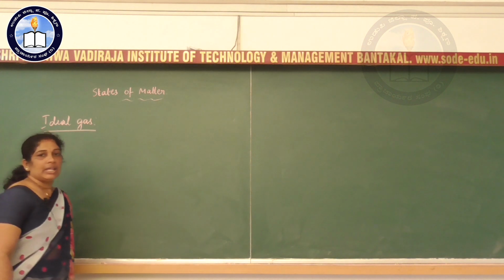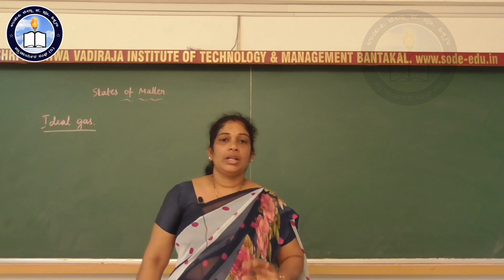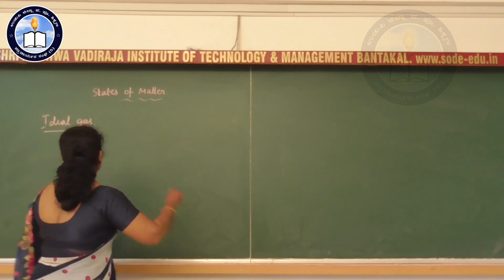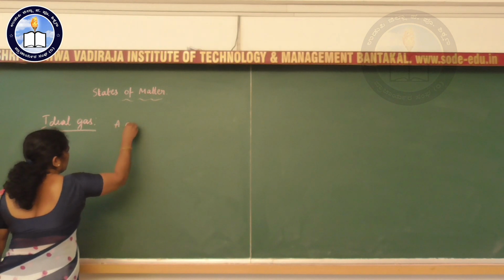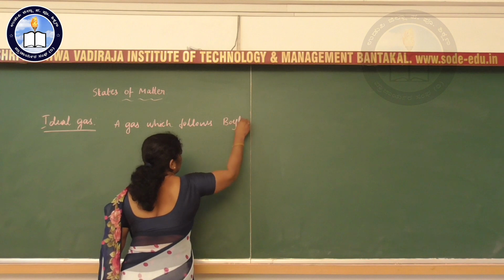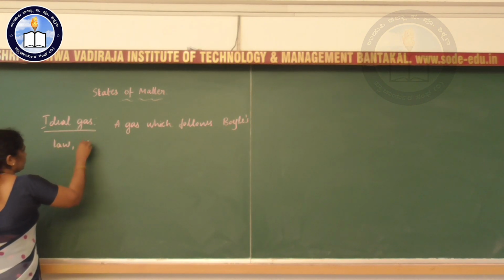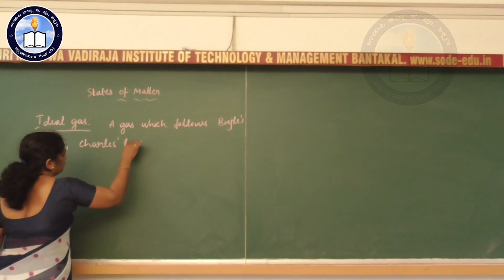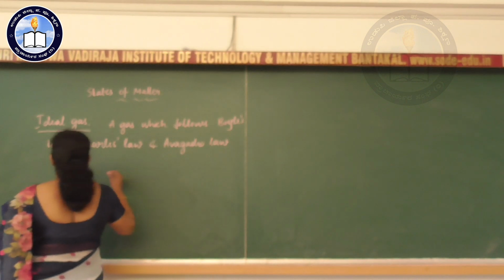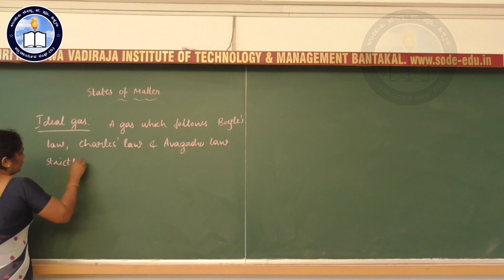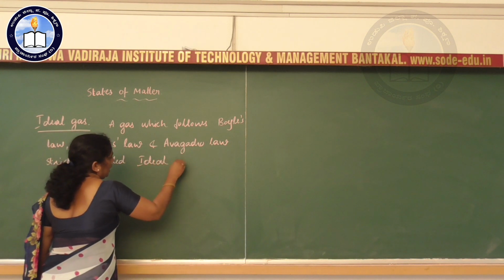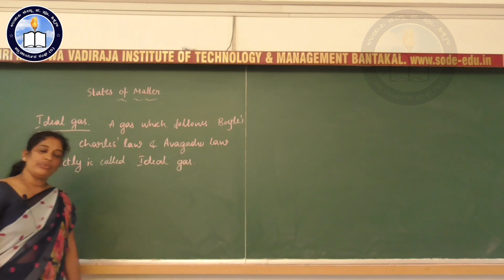What is an ideal gas? An ideal gas is a gas which follows Boyle's law, Charles' law and Avogadro's law strictly. It is called an ideal gas. Very important one. An ideal gas is a gas which follows Boyle's law, Charles' law and Avogadro's law strictly, and is called an ideal gas. Let us write the mathematical form of these laws.